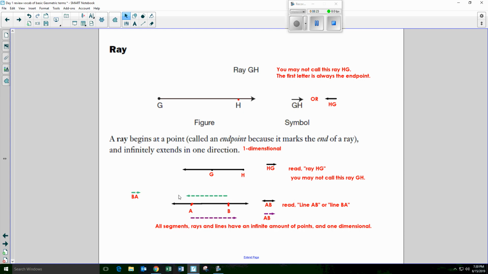Ray BA goes to the left here. It starts at B and goes through A forever. Ray AB starts here on the left and goes to the right forever. So you can see how you cannot switch the order of the letters for a ray. They're completely different rays. Lines, remember, you can name with any 2 points, and you can say line AB or BA. You can switch the order for both lines and segments. All segments, rays, and lines have an infinite amount of points on them and are one dimensional.